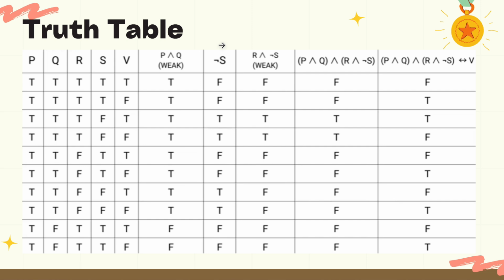Since we use five variables, for P it will become 16 true and 16 false. For Q it will be 8 true, 8 false, 8 true and 8 false. For R it will be 4 true, 4 false, 4 true, 4 false, and so on. For S, it will be two true, two false, two true, two false, and so on. For V, it will be true, false, true, false, and so on.